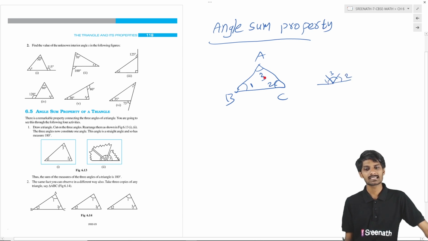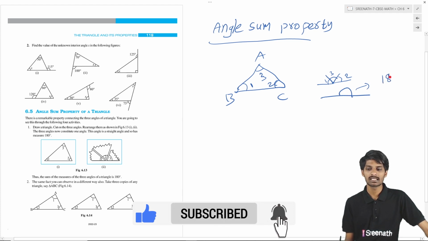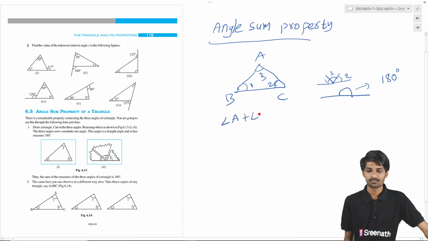Whenever you place these three angles side by side, you will get a straight line. We know that whenever there is a straight line, the straight angle is 180 degrees. So if you add these three angles, you get 180 degrees. So we can write angle A plus angle B plus angle C equals 180 degrees. So this is one proof.